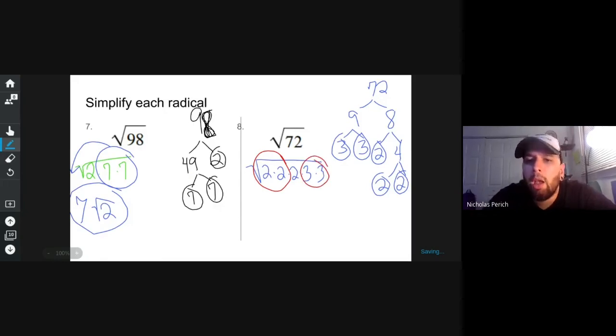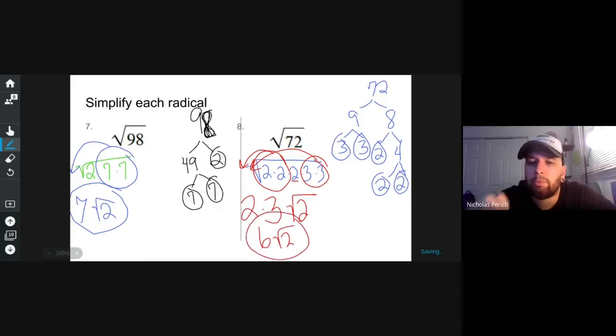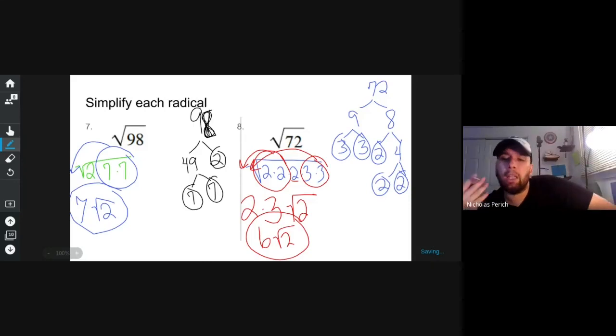There's one. The 2 is a leftover. And there's another one. I pull out one of each. So I bring out a 2. I bring out a 3. And I have a 2 left over. 2 times 3 is 6. My leftover is 2.